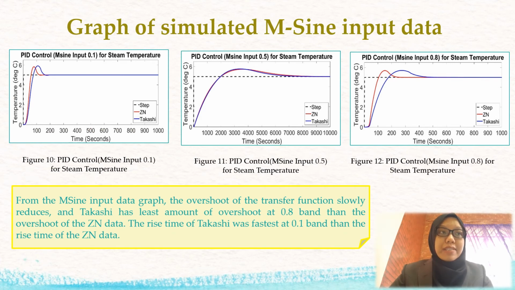Here is the graph of simulated M-sign input data. Figure 10 shows the PID control of M-sign input 0.1 for steam temperature graph. Figure 11 shows the PID control M-sign input 0.5 graph. Figure 12 shows the PID control M-sign input 0.8 graph. From the M-sign input data, the least amount of percent overshoot is on Takahashi with 0.8 band, and the fastest rise time is at Takahashi with 0.1 band.